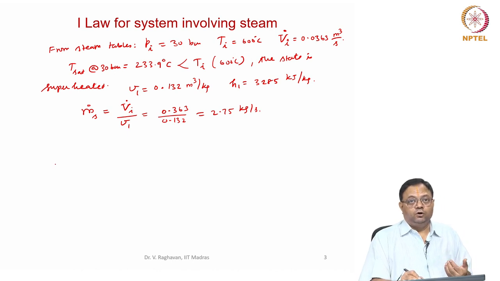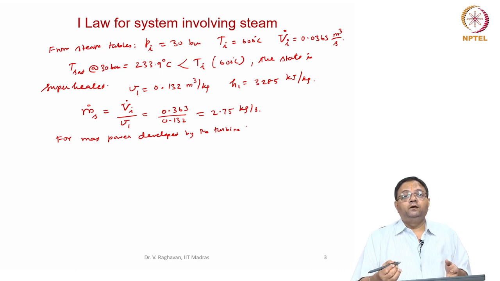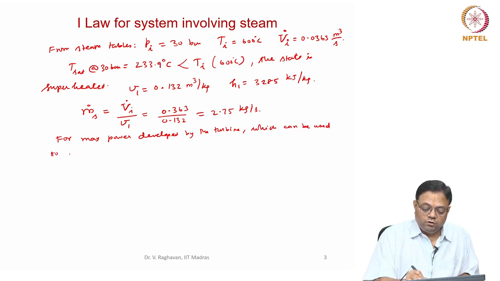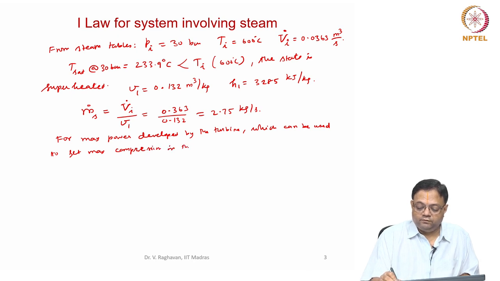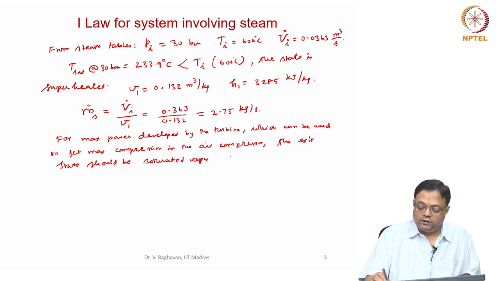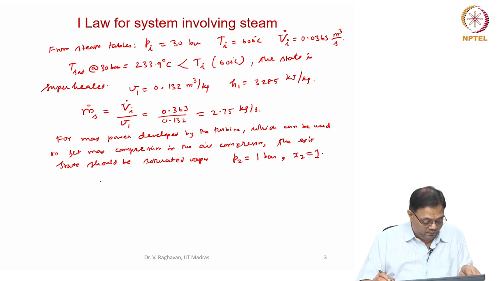Now we have discussed, for maximum power developed by the turbine, which can be used to get the maximum compression in the compressor, the exit state should be saturated vapor. So that means the final state is P2 equal to 1 bar and X2 equal to 1. That's it. Now go to that and get the values for the exit state.